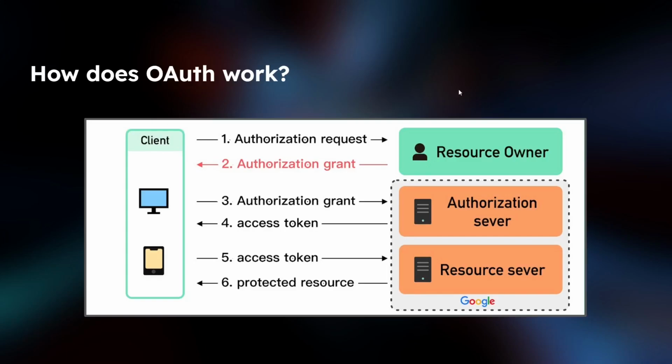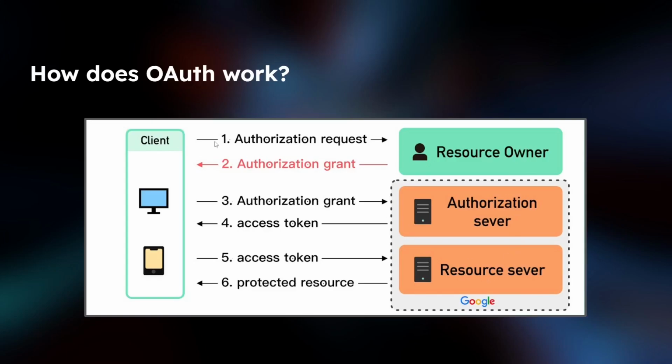The resource owner is typically the user, or whoever owns the data, which is you. And then the authorization server, this is what we would call the OAuth service provider. So in this case, it's Google, if you could tell where I got this image. They have an authorization server and a resource server.